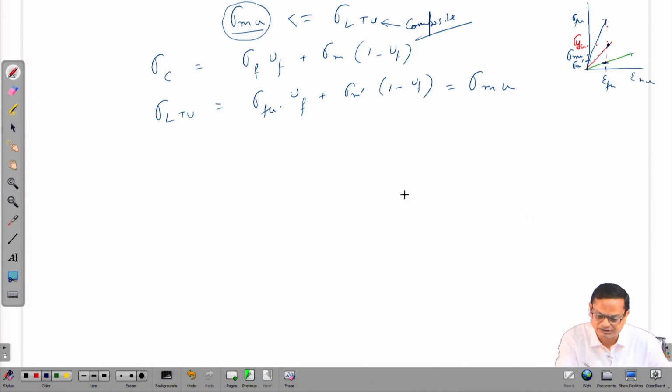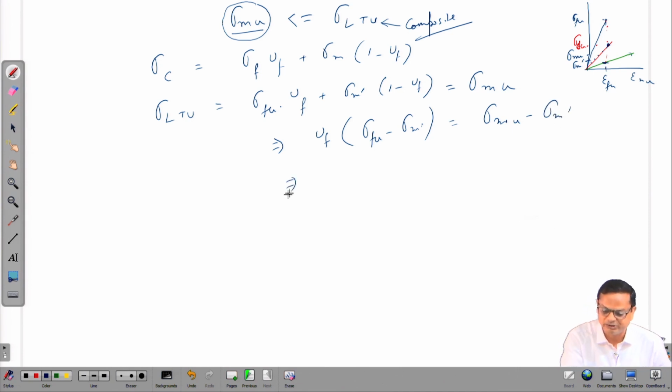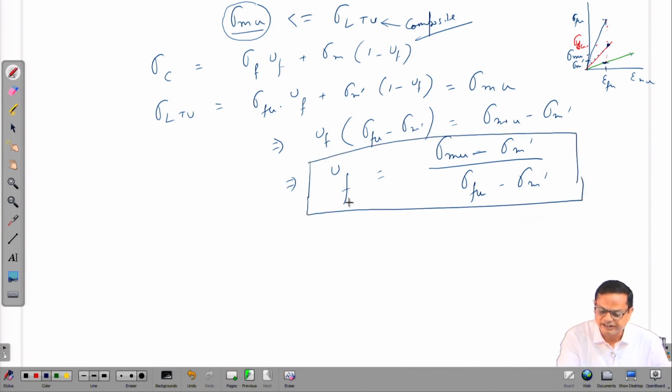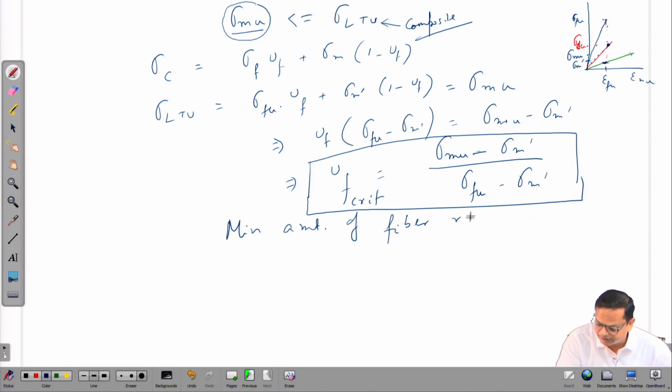Okay. So, now you can calculate from here that Vf multiplied by (sigma fu minus sigma m dash) is equal to sigma mu minus sigma m dash. So, ultimately you get Vf is equal to (sigma mu minus sigma m dash) over (sigma fu minus sigma m dash). So, this Vf is called Vf critical. That means this is the minimum amount of fiber required for effective reinforcement.